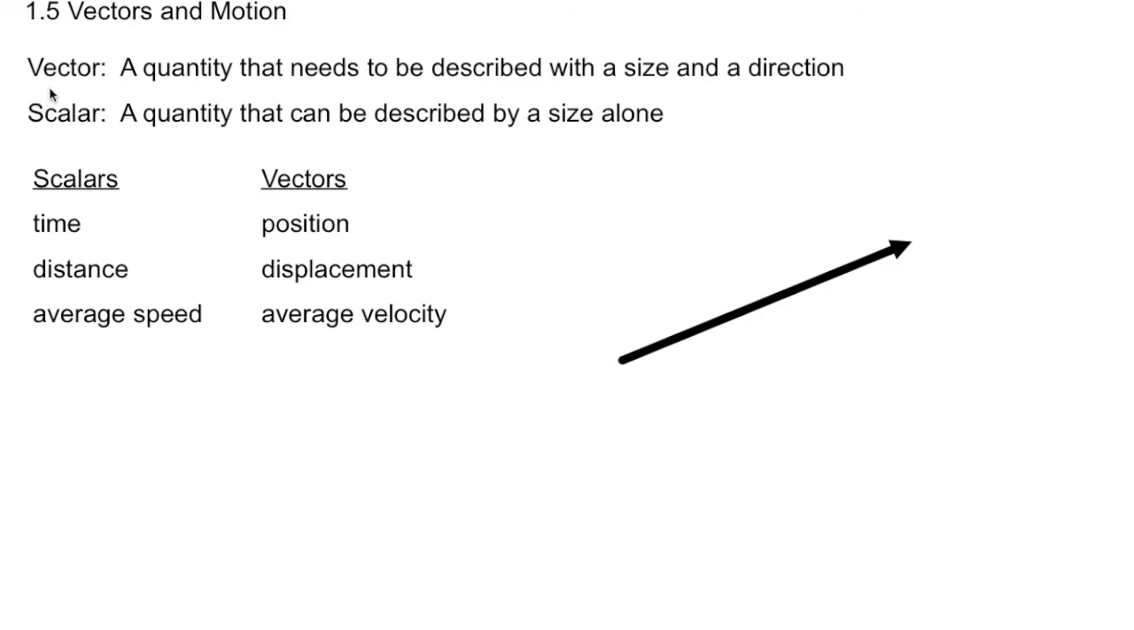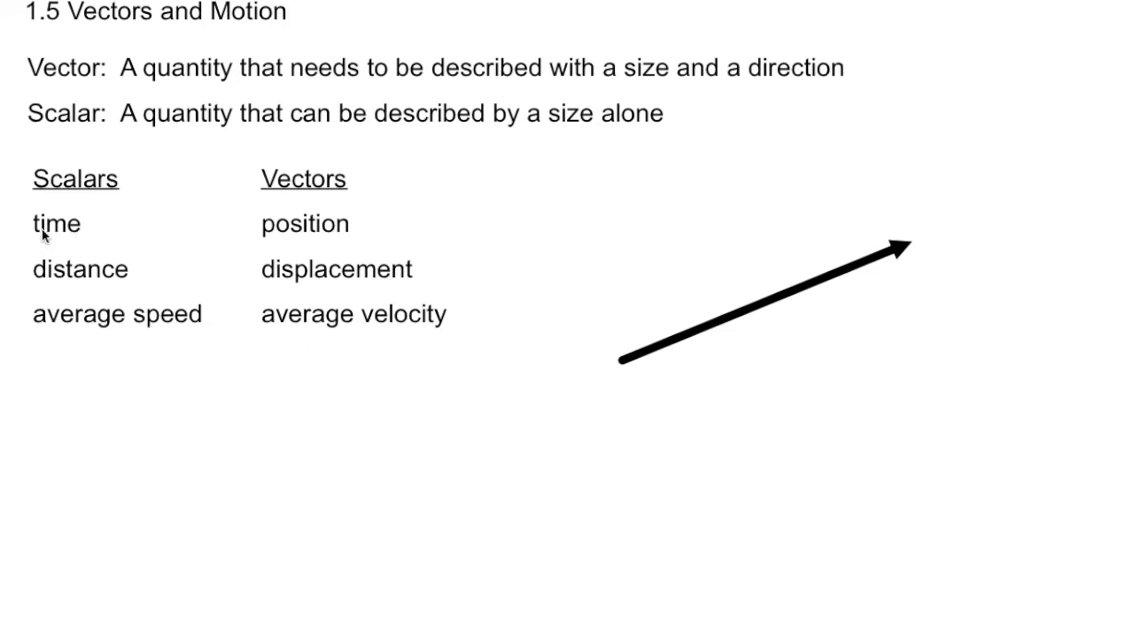First, some definitions here. We have vector and scalar. A vector is a quantity that needs to be described with the size and direction. So if something has a magnitude and a direction associated with it, it is a vector. A scalar just has a magnitude. It can be described by size alone. Of the things that we have talked about so far, some of them are scalars and some of them are indeed vectors. Some of them have directions.